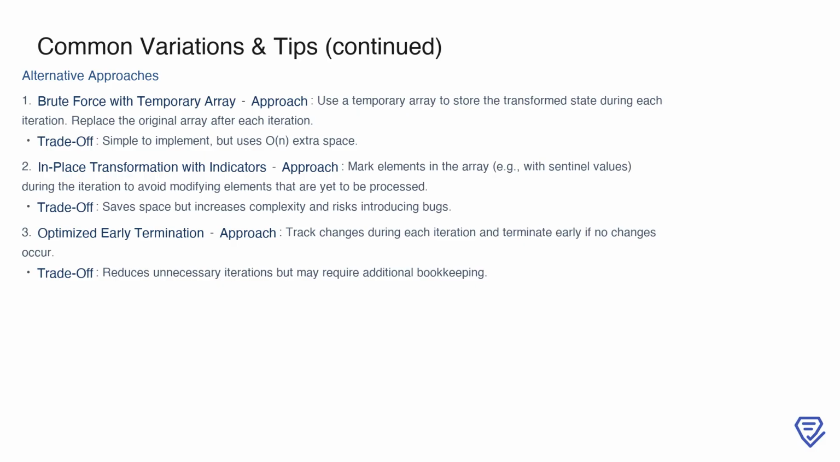Lastly, you can optimize for early termination by tracking changes during each iteration. If no changes occur, you can terminate the process early, reducing unnecessary iterations. This approach minimizes iteration overhead but may require additional bookkeeping. Each method has trade-offs, so choose the one that best suits the problem constraints and your optimization goals.